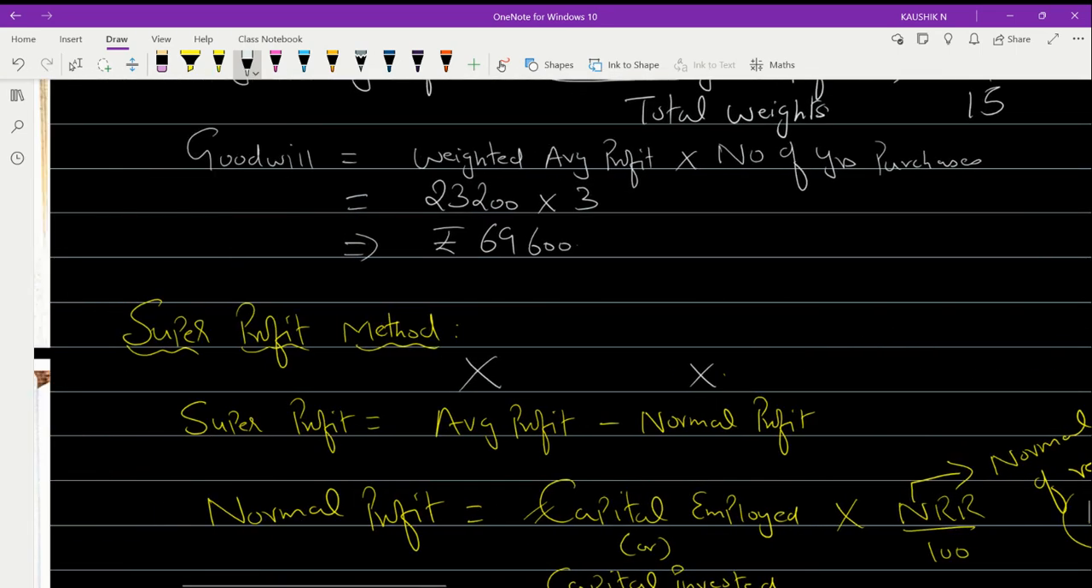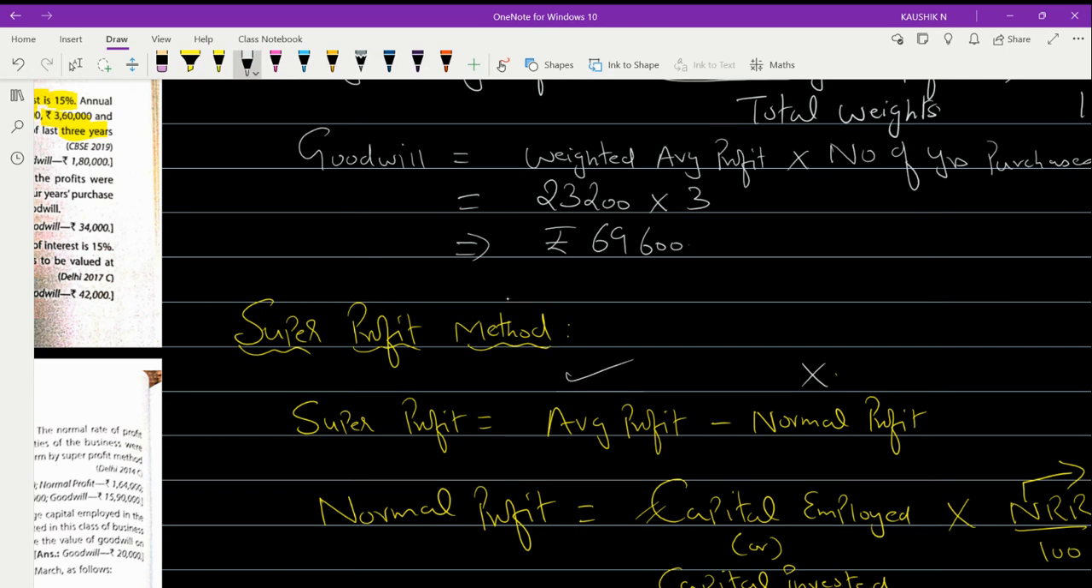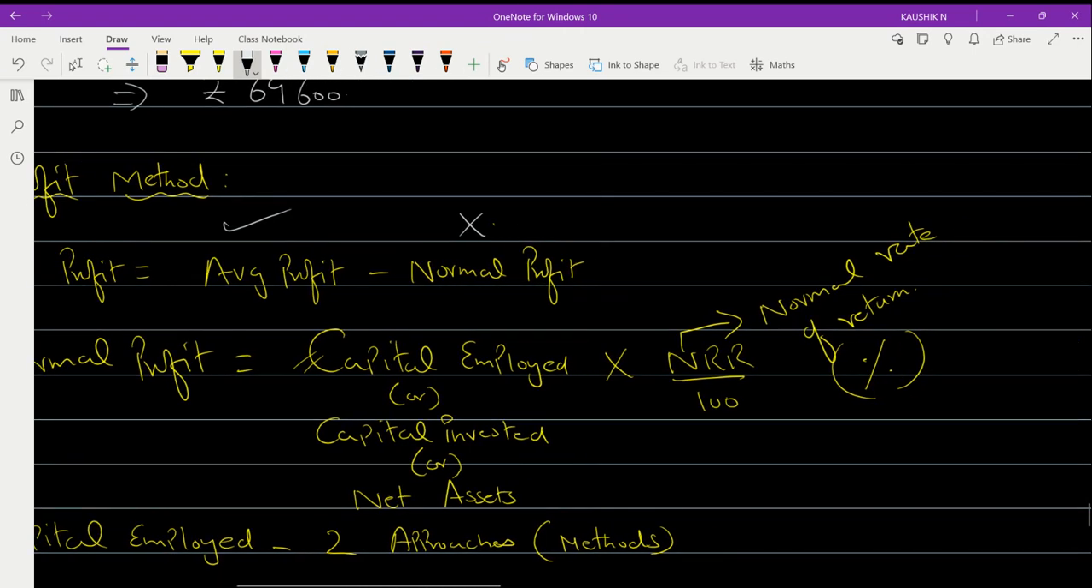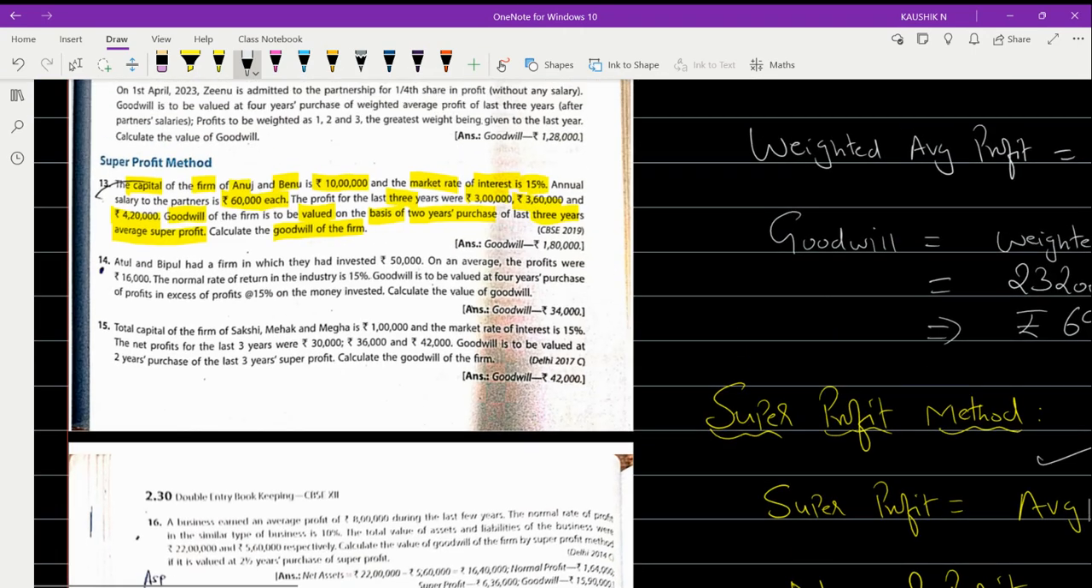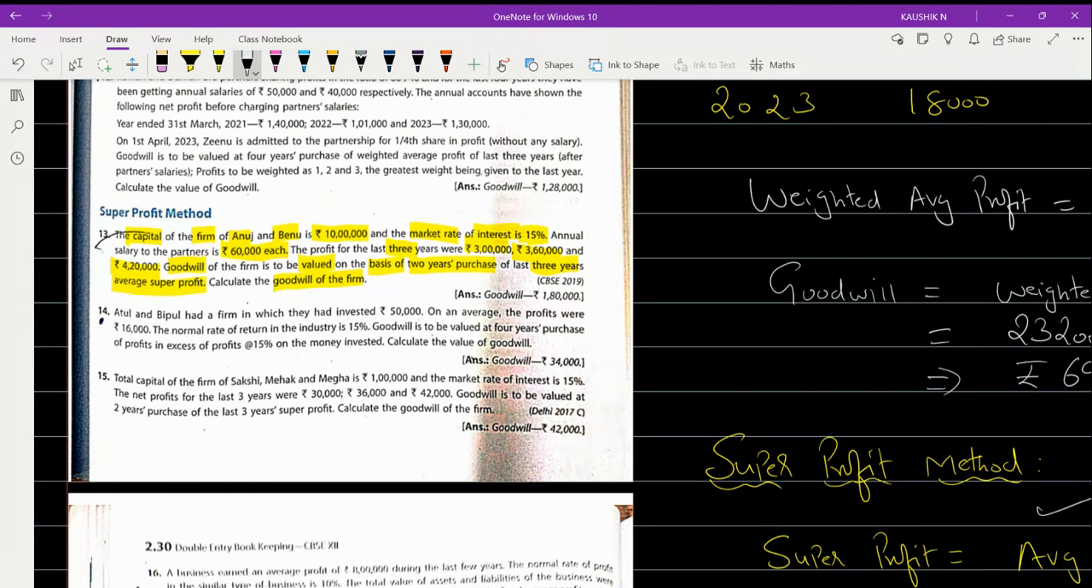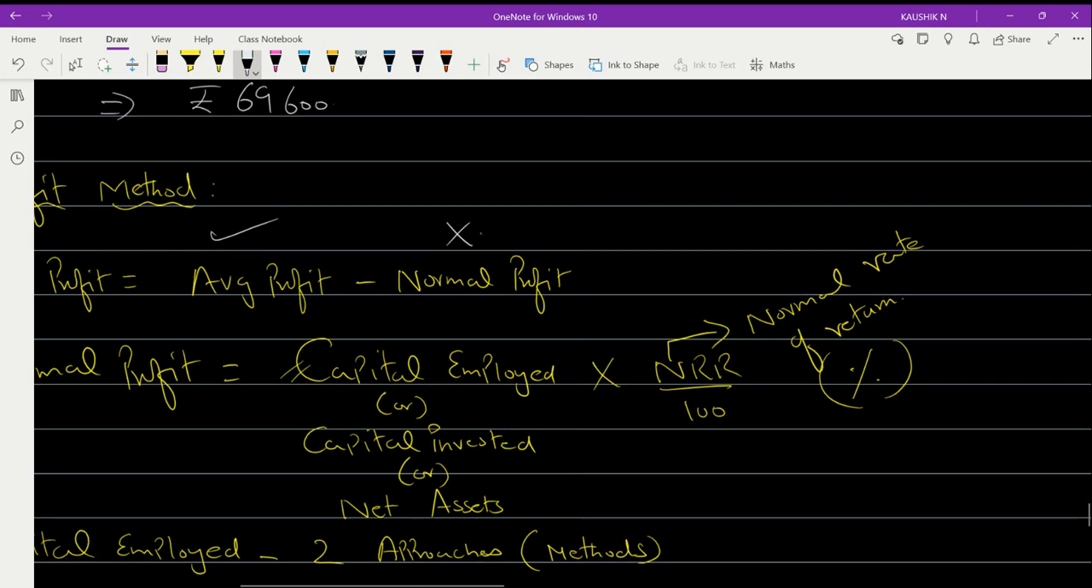இப்போ average profit வந்துருச்சு. இப்போ அடுத்து normal profit கண்டுபிடிங்க. Normal profit-க்கு என்ன வேணும்? Capital employed into NRR by 100. Capital employed 10 lakhs இருக்கு, NRR 10% இருக்கு. So 10 lakhs into NRR 10 by 100. Common-ஆக இருக்கிற zeros-ஐ cancel பண்ணுங்க. You are getting 1 lakh rupees. So now normal profit value கிடச்சாச்சு.